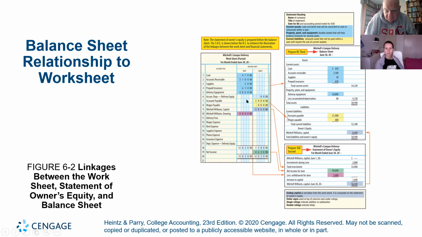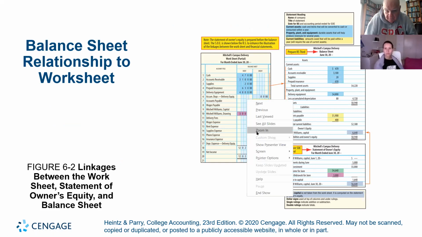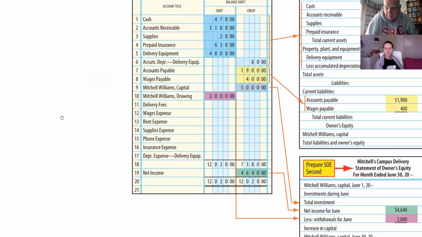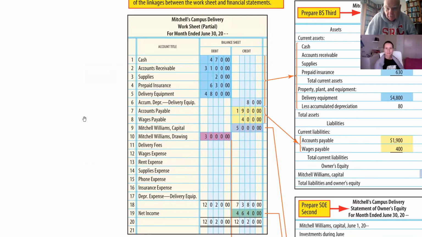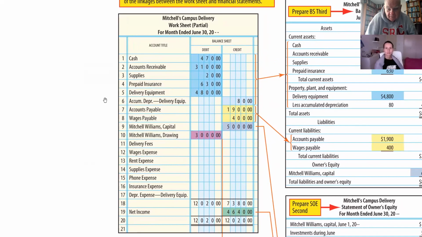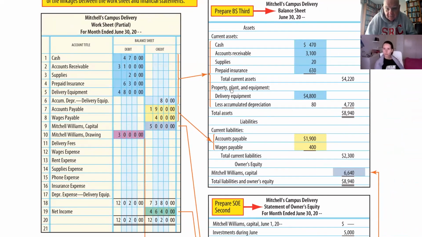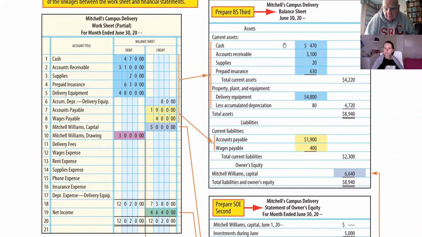Let me blow this up so at least I can see it. Okay, here we go. Here's your worksheet. That says balance sheet on top, right? This is column 9 and 10 of our 10-column worksheet. So let's take a look at our balance sheet. Here is our balance sheet. Notice it says June 30th.